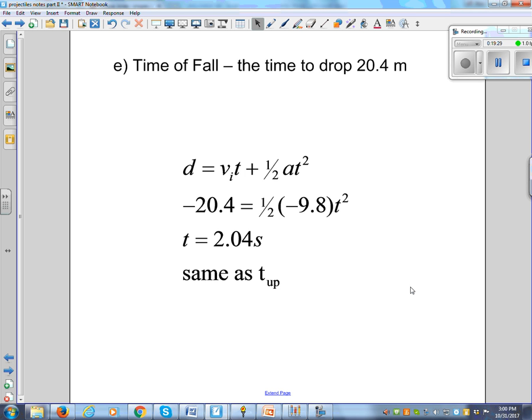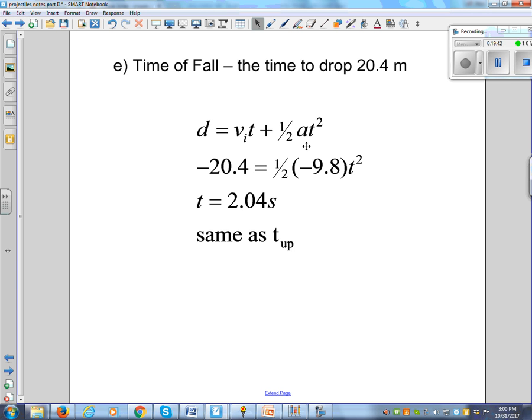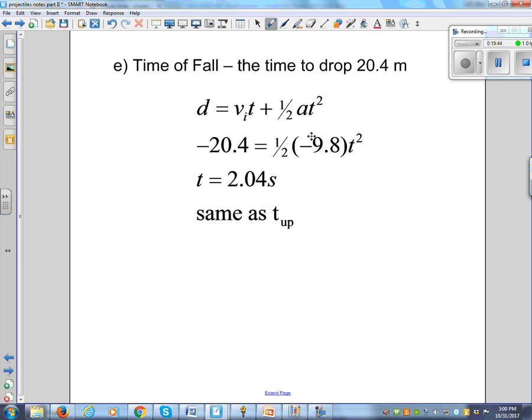Is the time up always going to equal the time down? Like with wind resistance? Well, if you throw it on level ground, says AJ. Is he right? Yeah. He's a wizard. So TF equals... is the time up going to equal the time down? Yep, when it's on level ground.